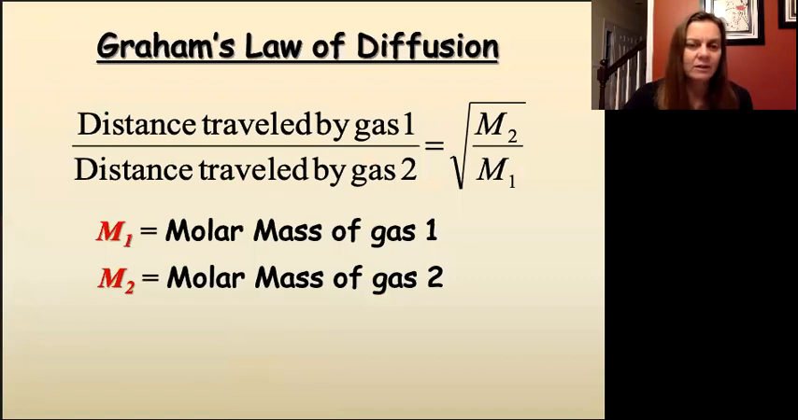And so we actually have this law called Graham's Law of Diffusion that says that the distance traveled by gas 1 divided by the distance traveled by gas 2 is equal to the square root of the molar mass of gas 2 divided by the molar mass of gas 1. Notice that it's an inverse relationship. So the smaller gas is going to travel farther than the larger gas because it's proportional to their speeds.